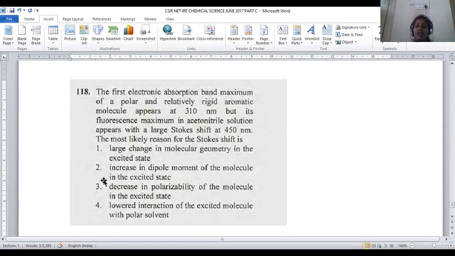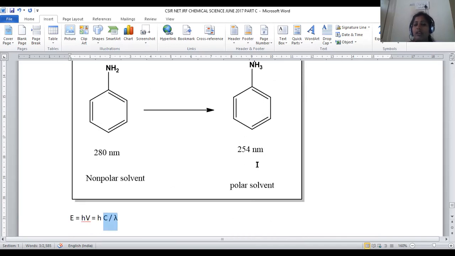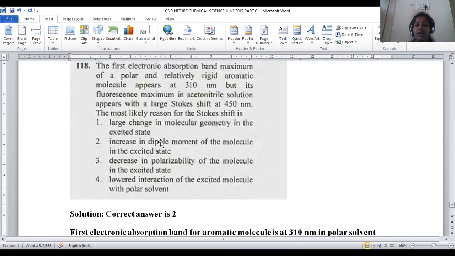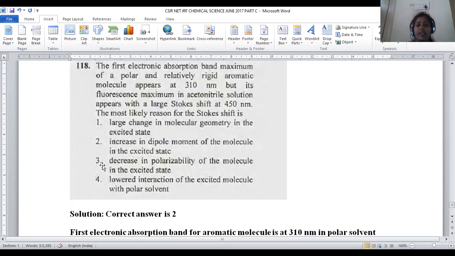Increase in dipole moment of the molecule in the excited state. Dipole moment is denoted in Debye units, and it is charge times distance. Dipole moment is charge times distance. So here charge is increased, and subsequently its wavelength value will be lowered. Because of that reason, dipole will be the driving force for the electronic absorption of a given molecule in UV visible spectroscopy. For question number 118, option number 2 will be the right answer.